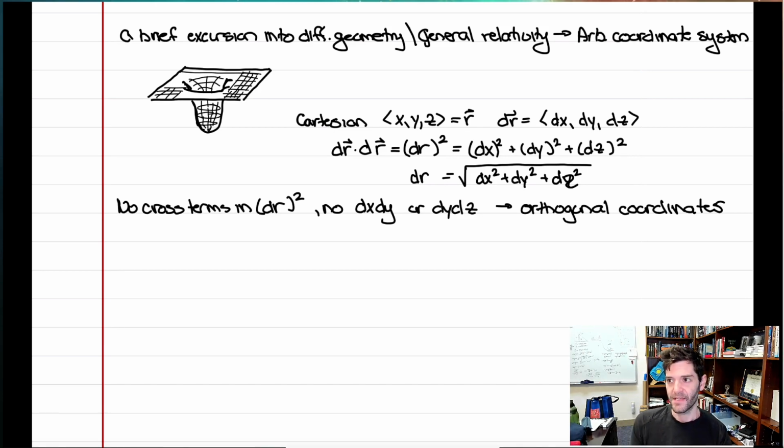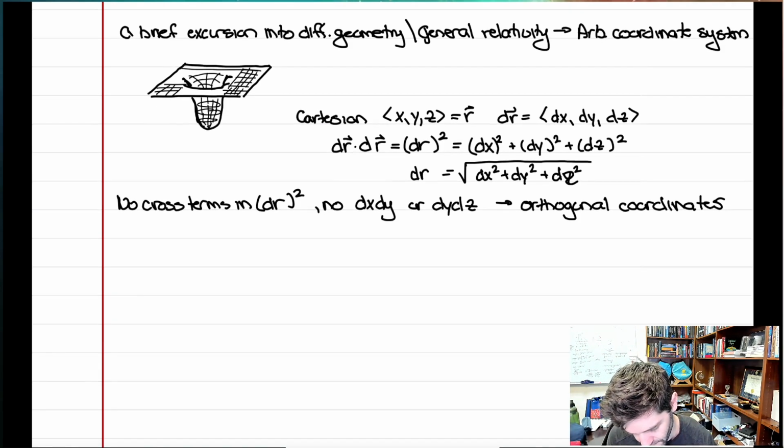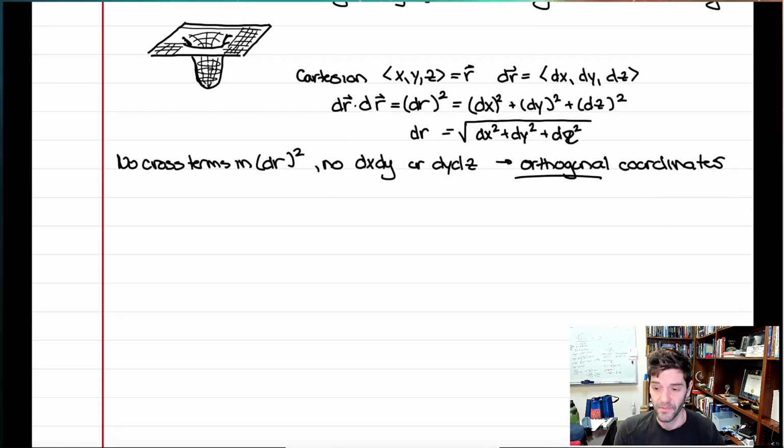Physically, that is saying that if you move a little bit in each dimension, one dimension at a time, you don't have to take into account what's going on in the other dimensions. By taking a step in dx, you don't also take a step in dy or dz. If you take a step in purely dx, that is not influenced by y or z. So we call that orthogonal, when there are no cross terms. And the problems at the end will give you an example of a non-orthogonal system.